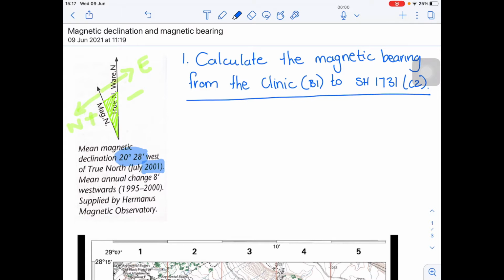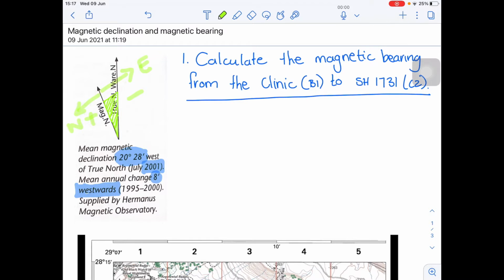Then mean annual change is the average change in terms of whether the pizza slice got bigger or smaller. And so on average, this pizza slice got bigger by 8 minutes every year. And how do I know it got bigger? Because it moved westwards. It plussed, it got bigger. And that is the key information we want to focus on.